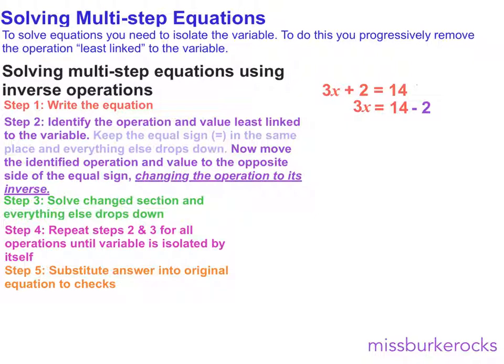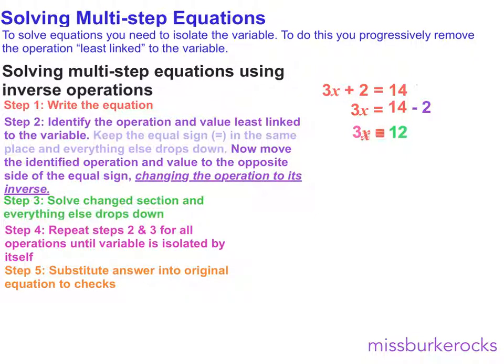Our next step is solving the change section and everything else dropping down. So 14 take 2 gives us 12, and our 3x and our equal sign drop down. Then we have our new equation, 3x equals 12. Our next step is repeating steps 2 and 3 for all operations until the variable is isolated by itself. So our last operation is our 3 times by our x. So we need to move that to the opposite side of the equal sign and change our operation.